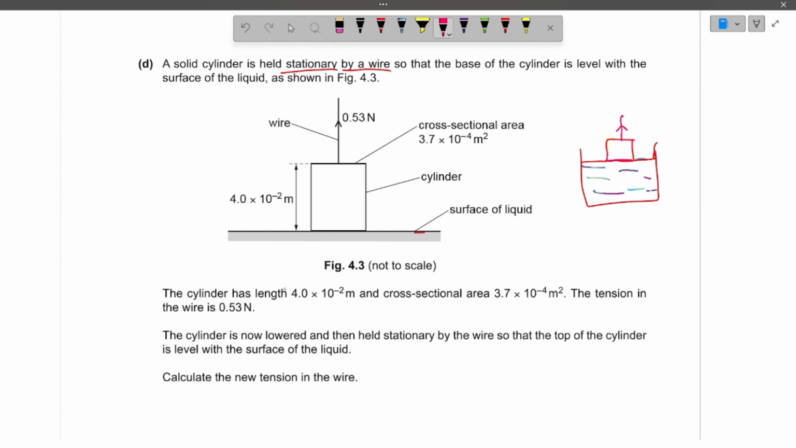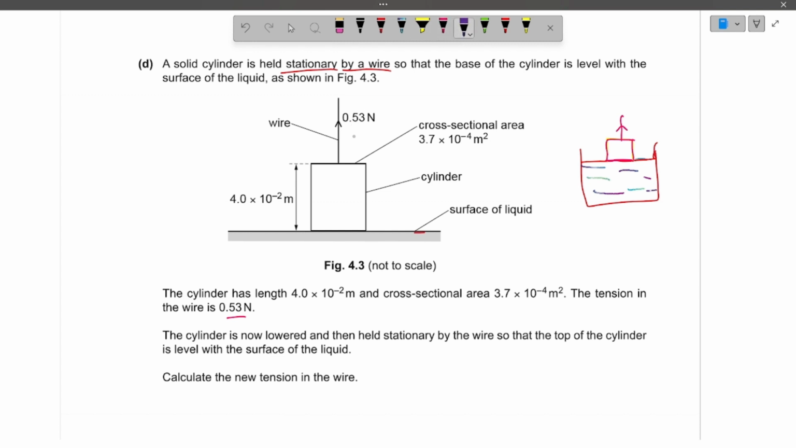stationary. The cylinder has a length 4 times 10 to the power minus 2 meter and a cross-sectional area 3.7 times 10 to the power minus 4 meter square. The tension in this wire is 0.53 newton. Tension is the force on that wire, right? So it is stationary, which means that it is in equilibrium. So the upward force must be equal to the downward force. So the upward force here is 0.53 newton.